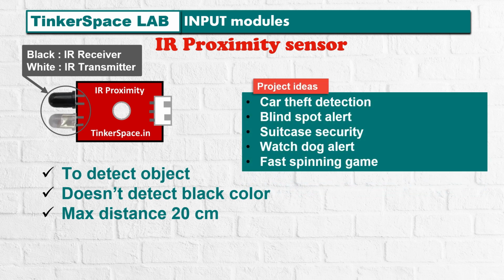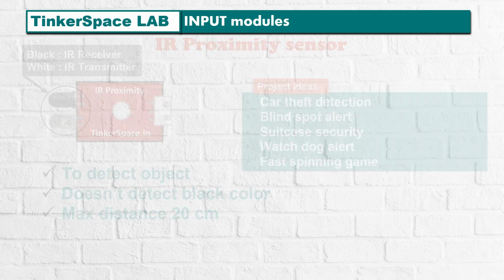Example project ideas are car theft detection systems that sense movement near a vehicle, blind spot alert systems for vehicles, security systems for suitcases or lockers, fast spinning games that use motion detection. Rain sensor.